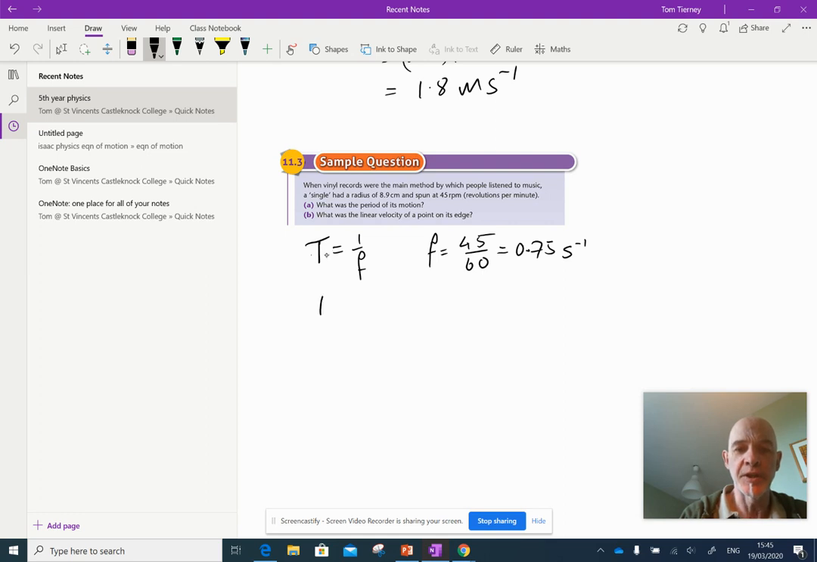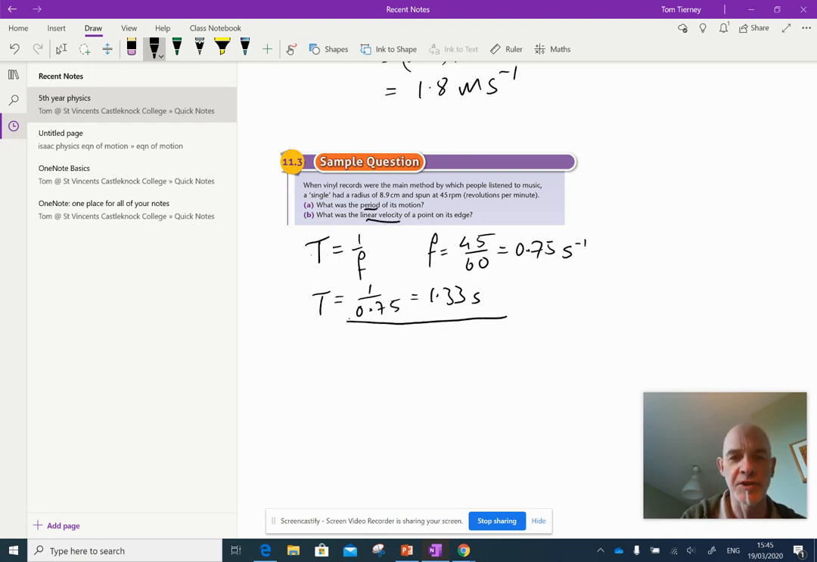So the period, how long it takes for one cycle, is 1 divided by 0.75, which I'm going to round off as 1.33 seconds. So the old single 7-inch disc used to take 1.33 seconds to complete one full circle. That's the first part done. We know the period. Next thing, what is the linear velocity?